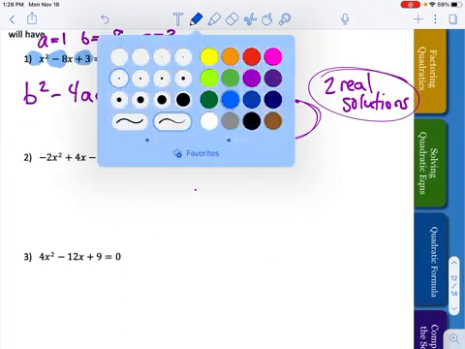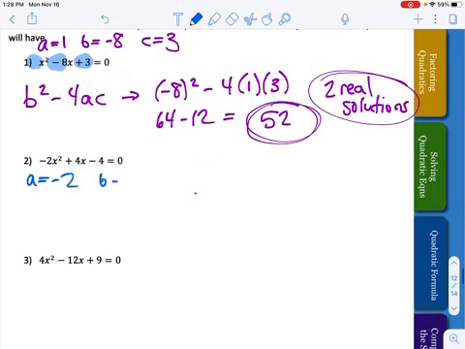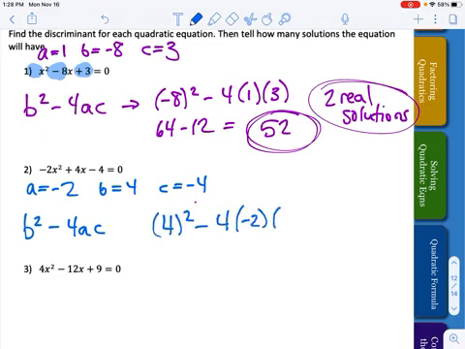We'll do similar things for the next two. I know a is negative 2. B is 4. C is negative 4. Plug it into my equation, b squared minus 4ac. I like to write these out so I don't get confused. In my class earlier, I accidentally wrote a in for b and messed it up. So I do my best to just make sure I don't get my variables confused.